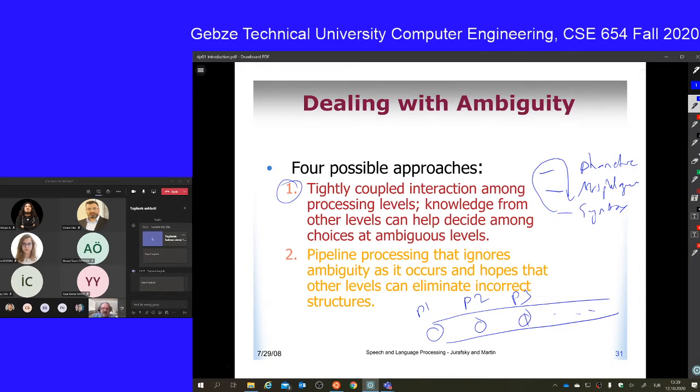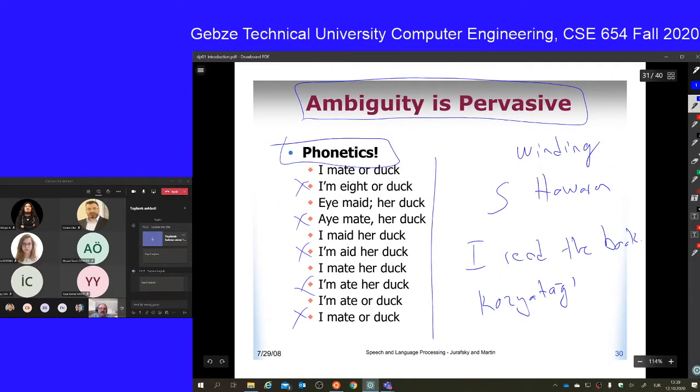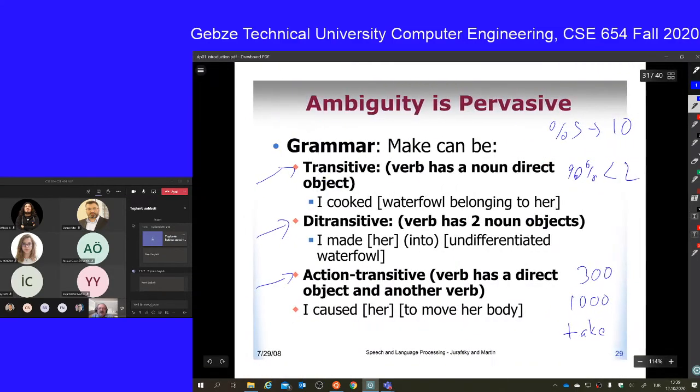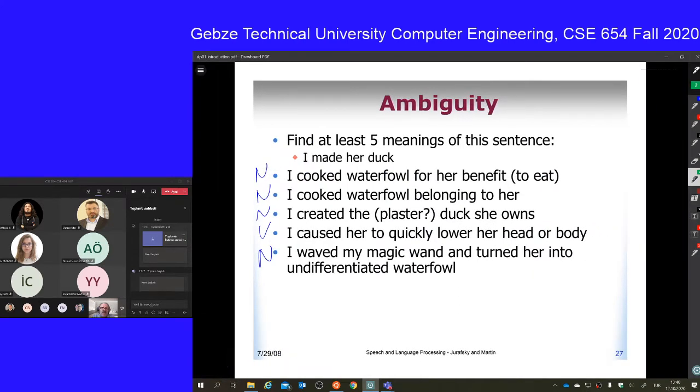And the third one is, yes, I will deal with ambiguities, but I will never say eliminate this one. So question again. Last time when I asked you, how many of you... okay, let me give them numbers.